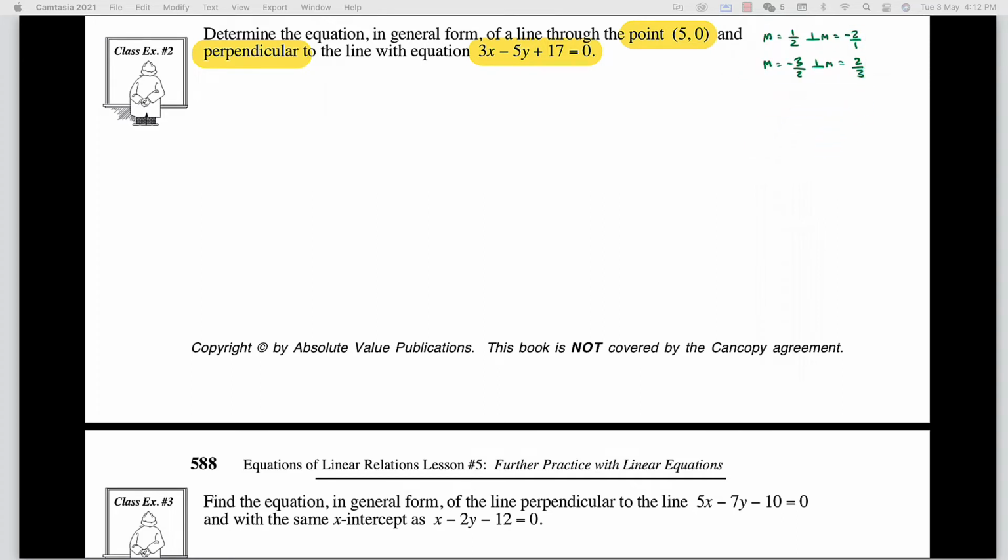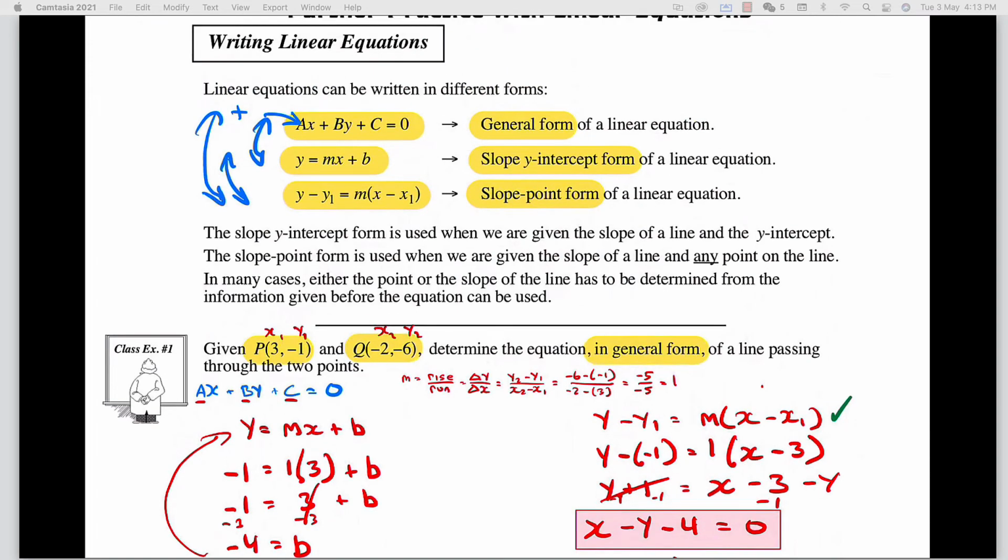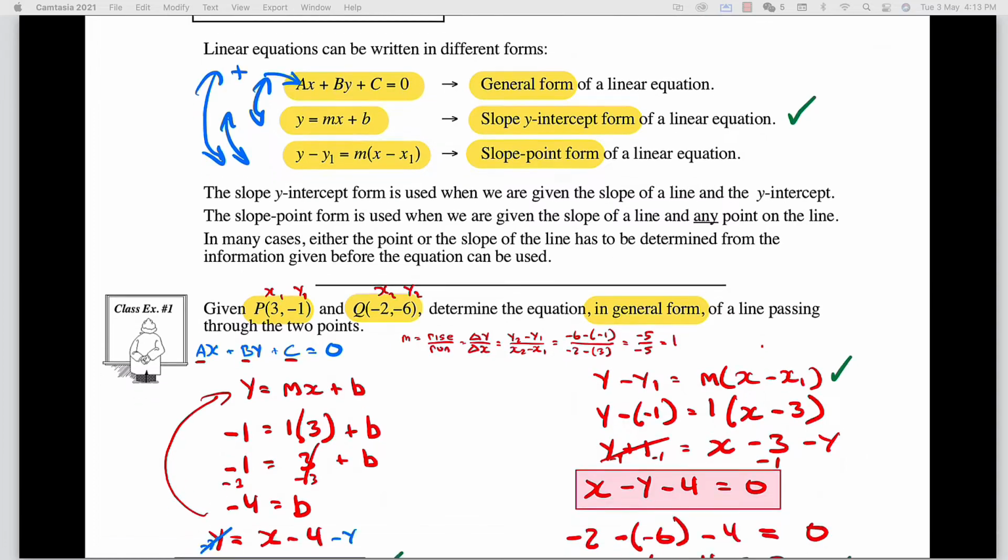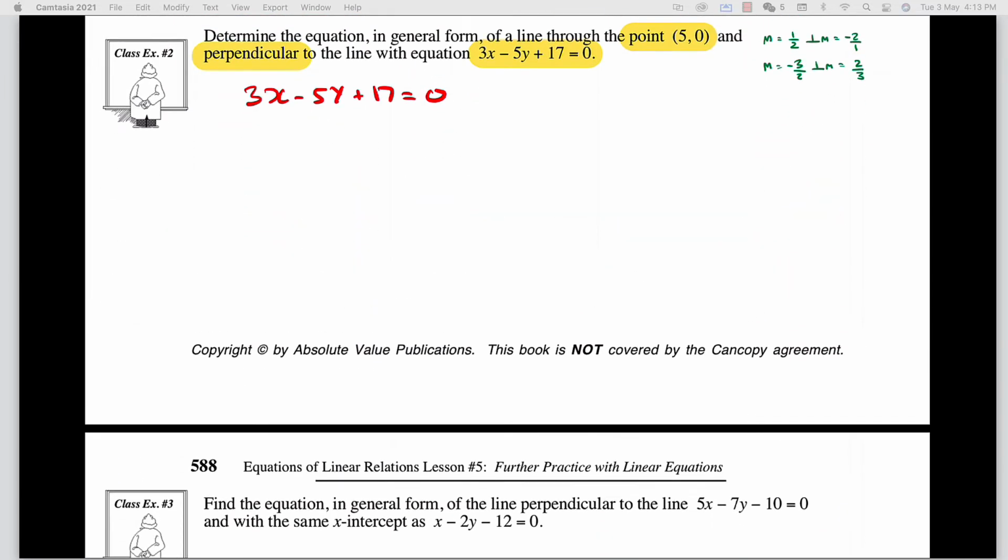So what am I going to do? Well, I need to take the equation that they gave us, 3x minus 5y plus 17 equals 0, and I need to figure out what the slope is. The easiest way to do it would probably be to put it into slope y-intercept form, y equals mx plus b. So I need to take that and convert it into y equals mx plus b.